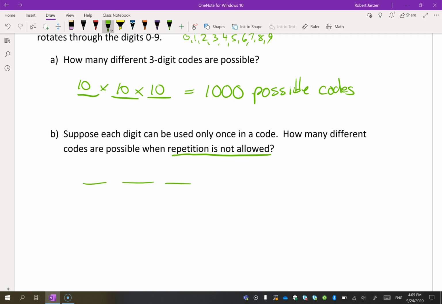So what are my choices for the first digit? It's still 10. I could have any of the numbers 0 to 9 in that spot. Now I go to the next spot. I have used one of the digits in here. I don't know which one of them, but it's one of them. So how many choices do I have for the next spot? Does it make sense that it would only be 9 because I've already used one? And what would be in the last spot? Now I only have 8 choices. So now there's only 720 possible codes if I don't allow repetition. In other words, I wouldn't allow a number like 111. Each number would have to be different.